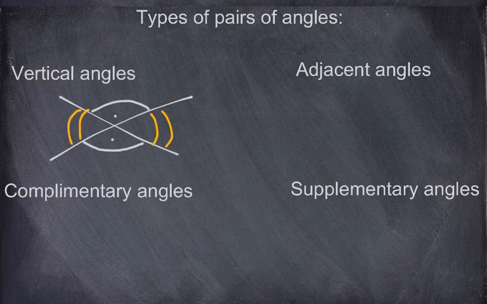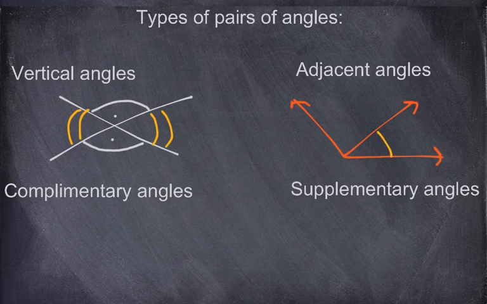Okay? Again, adjacent angles: if you have one angle, but then there's another ray extending from that same vertex, these two angles right here, this yellow and this blue one, would be considered adjacent angles because they share the same ray and they share the same vertex. Right?